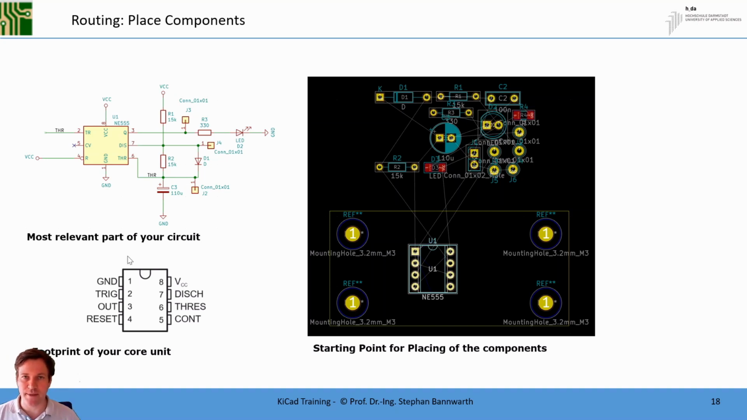We start with placing in our layout editor. Since we have more components on the right side of our IC than on the left side, we don't put the IC just in the center of our PCB, we put it a little bit left of it, so we have enough space for the timing circuit here, and we have a little bit of space for the output circuit here.